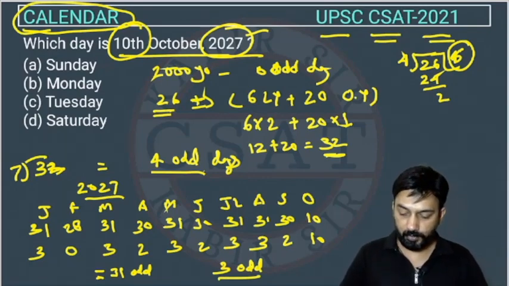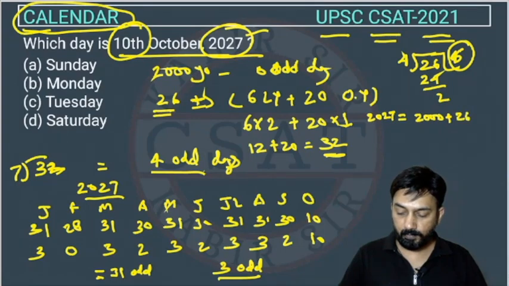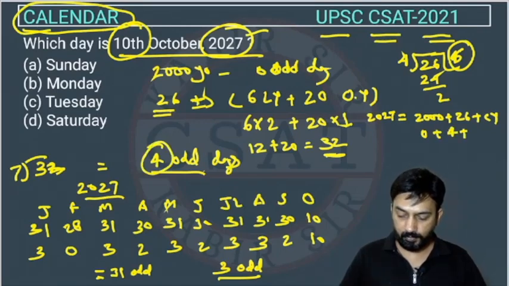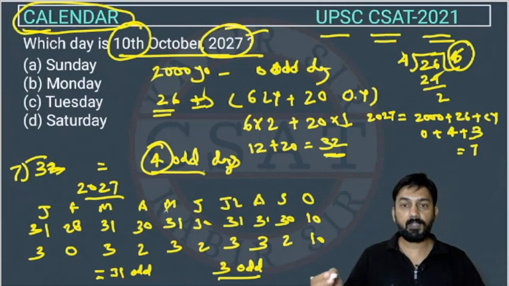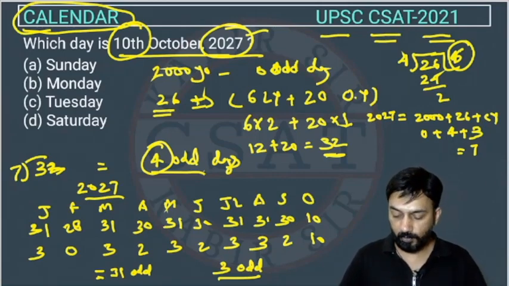Now we are talking about 2027. So this is equal to 2000 plus 26 years plus the current year. In 2000 we have 0 odd days. In 26 years we have 4 odd days, and in the current year we have 3. So the total is 7. This 7 we again divide by 7, so the remainder, or the odd day, will be 0.